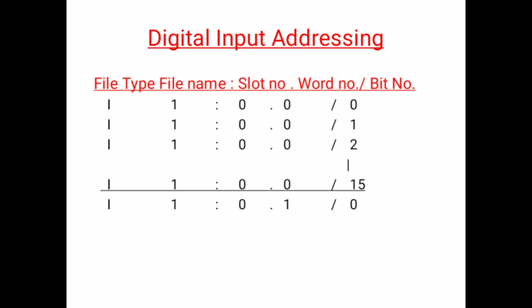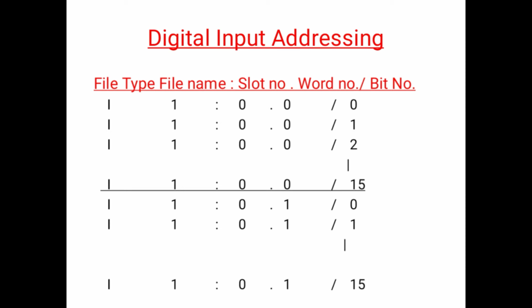In the first word, I mean word number 1, the first bit is also 0, so we will start with 0. So this is the addressing of I1 colon 0 dot 1 slash 0, the addressing of the 17th bit, 17th output, sorry, 17th input. So we will proceed I1 colon slot number 0 dot word number 1 slash bit number 1. The bit will again change. So this is the addressing for the 18th input.